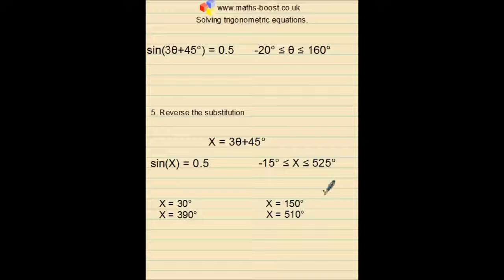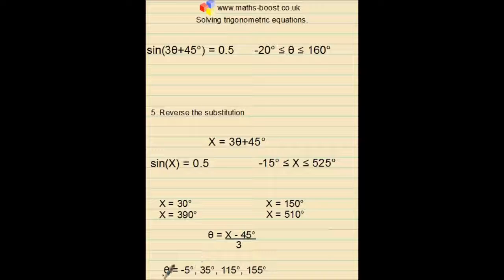Finally, in step 5, I'll reverse the substitution and change my answer from being in terms of x back to being in terms of theta. I can see that the reverse of the substitution I made is I take x, subtract 45 degrees from it and divide by 3, and I'll carry this process out to each of my solutions here, giving me these answers.